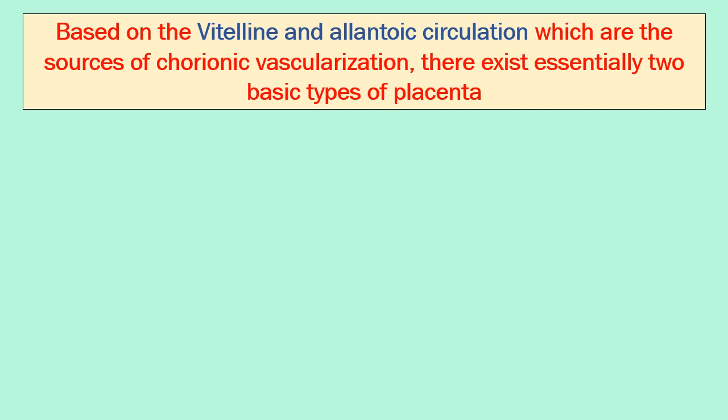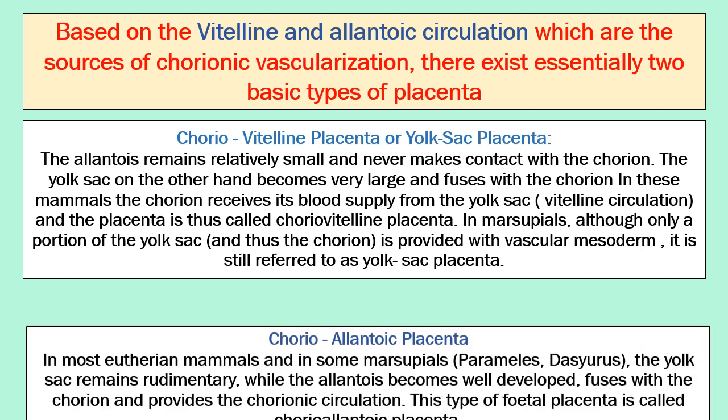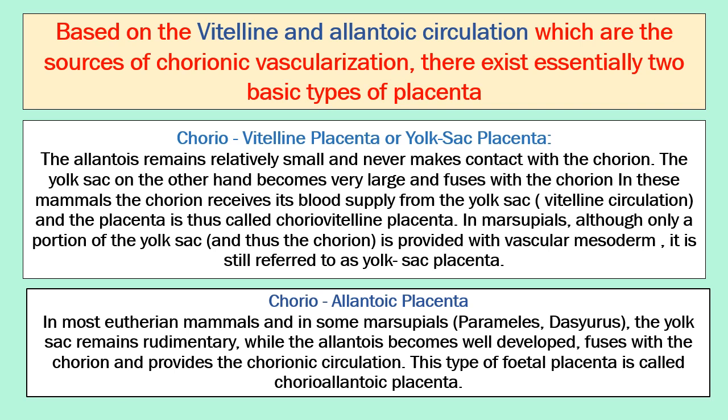A mammalian placenta typically is a structure produced by the fusion of the extraembryonic membranes and the maternal single component, the endometrium. Therefore, based on the vitelline and allantoic circulation, which are the sources of chorionic vascularization, there exist essentially two basic types of placenta. The first one is choriovitelline placenta or yolk sac placenta, and the second one is chorioallantoic placenta.